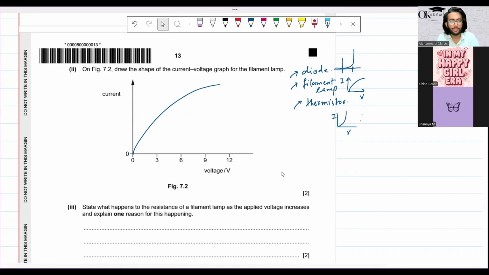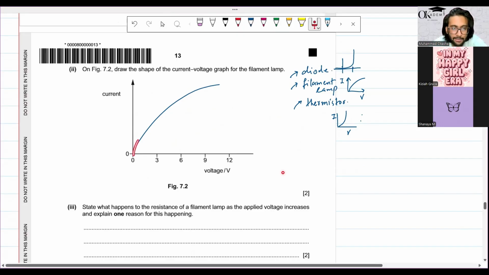Next, say what happens to the resistance of the filament lamp. Now, here comes the reason. Why does the graph bend towards the voltage? If it were a thermistor, it would have bent towards the current. But why does the graph bend towards the voltage in a filament lamp? Explain one reason for this.